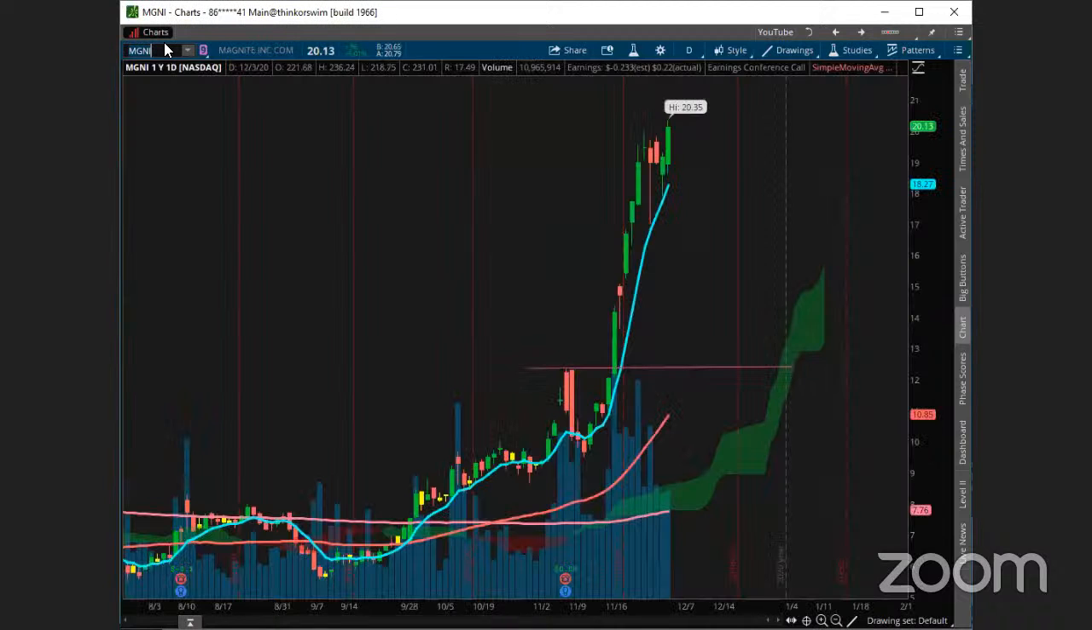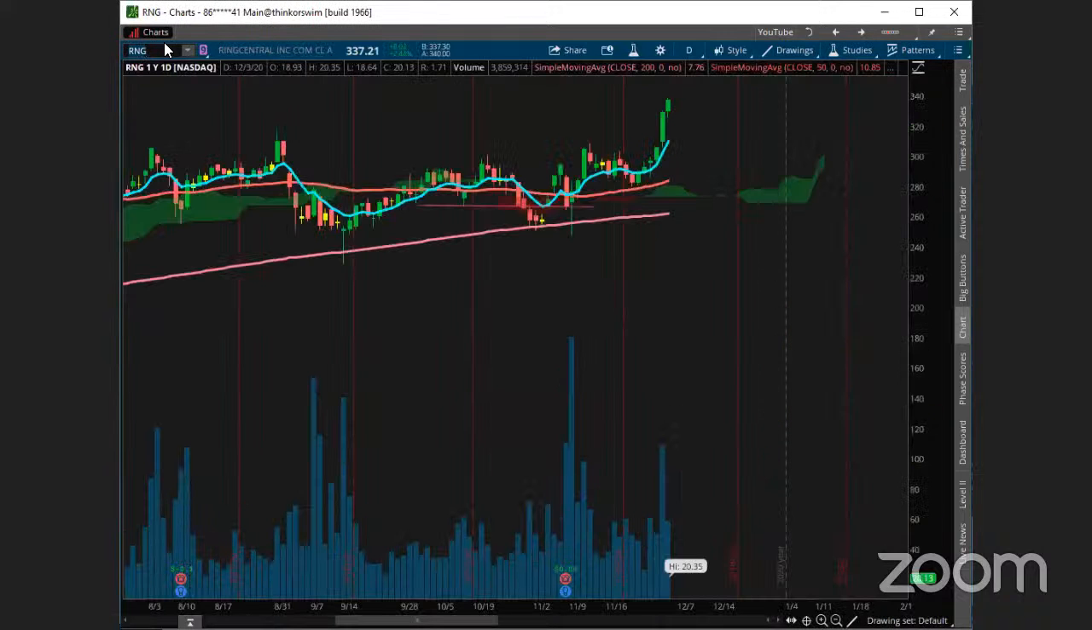MGNI. Yeah, strong move on MGNI today. Decent volume too, fresh highs. So looking pretty good right there. See if we can push it over today's highs.